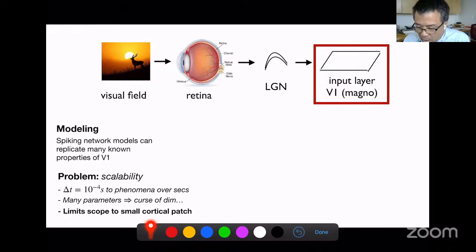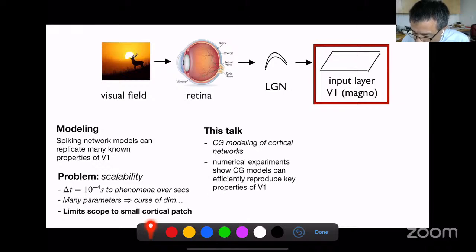Of course, we are also interested in what happens when you study a bigger patch of cortex. If you want to study things like multiple layers interacting with each other, a detailed spiking neural network model like what Lai-Sang showed simply would be too expensive.